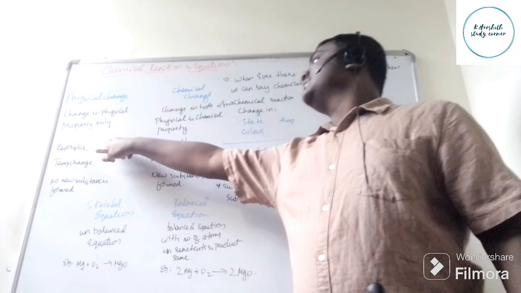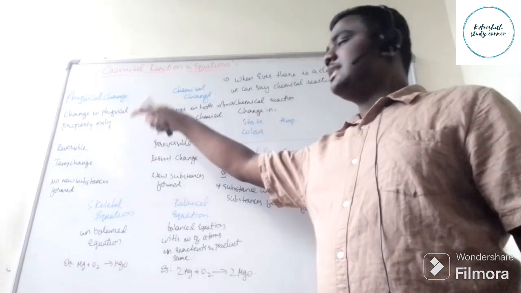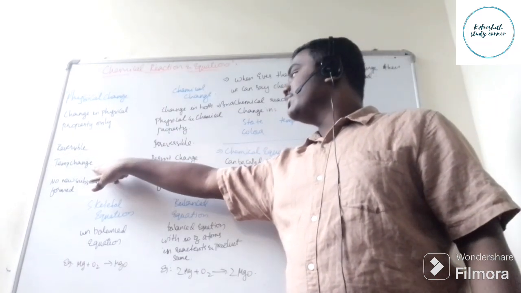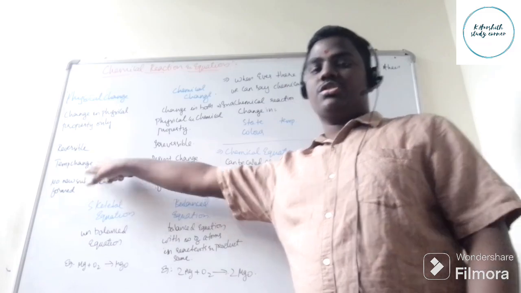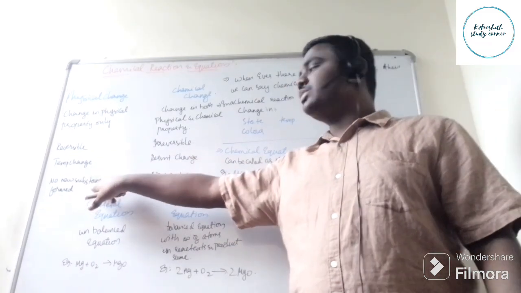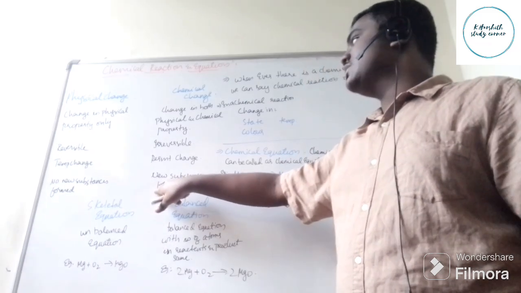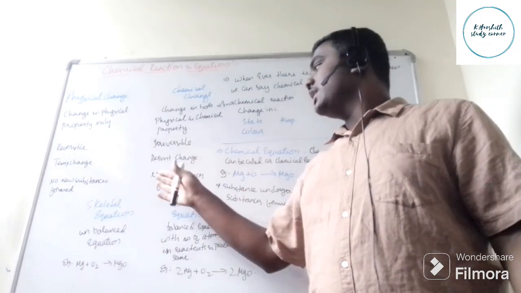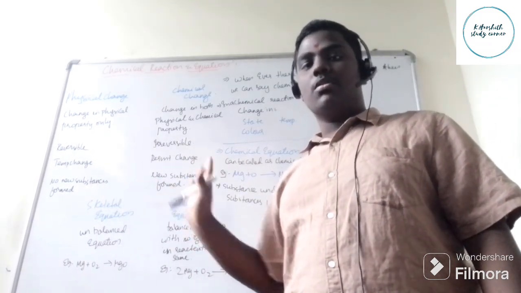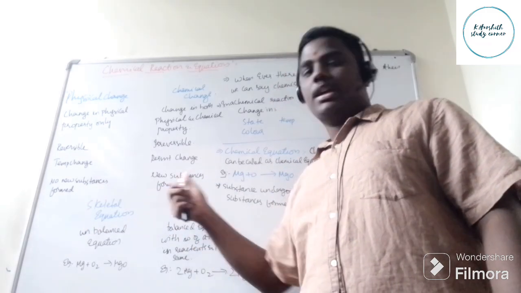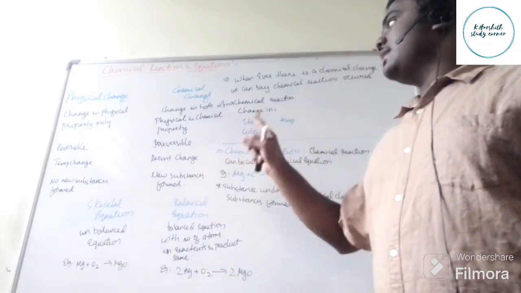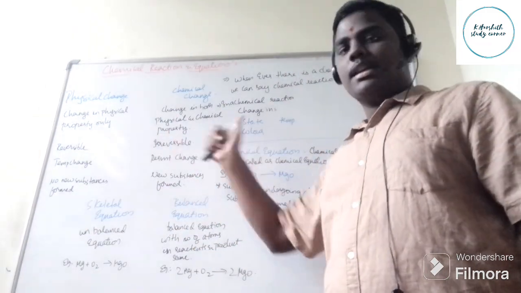Okay, physical change is reversible, chemical change is irreversible, and there is a temperature. This is a temporary change. This is a permanent change. No new substances are formed in a physical change, while in chemical changes, new substances are formed. Okay, and examples we also know already, like melting of wax here and cooking here. So the main thing you have to understand is the difference between physical and chemical change.